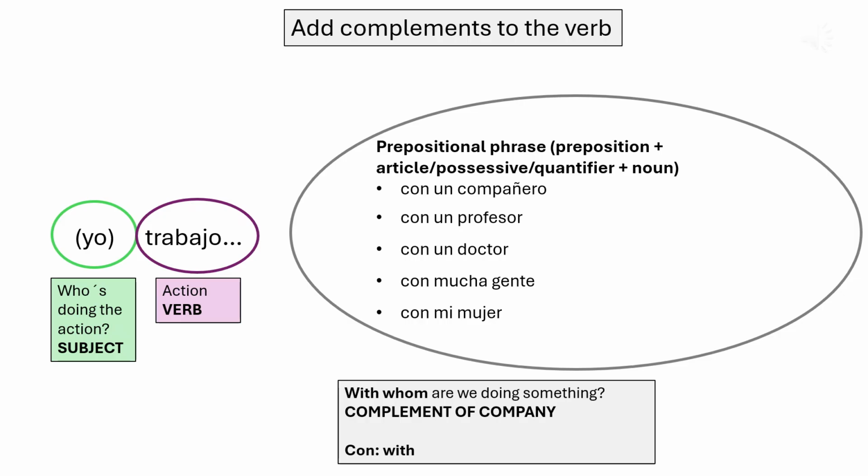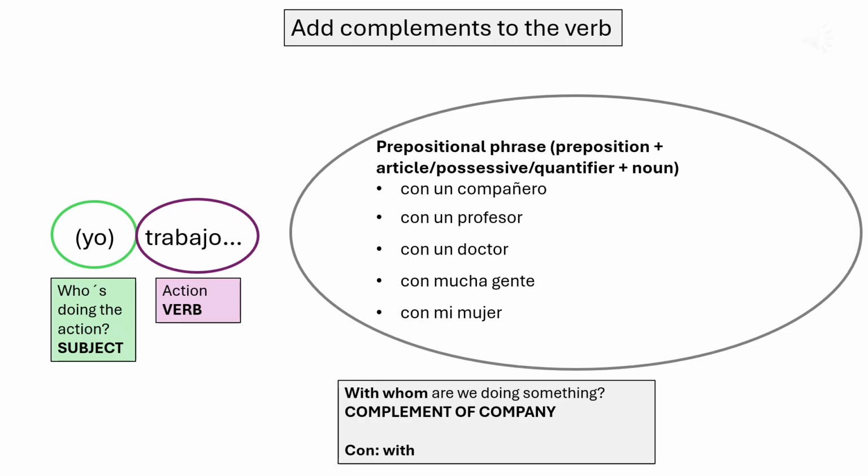And we can also have a complement of company. Who am I working with? So before we saw where, and now it's with whom. And that's another complement. And in this case, it's the same idea. We've got a preposition. In this case, it's con. Then we've got the article, uno, una, or sometimes something else like mucha or mi, possessive. And then a noun, a person.